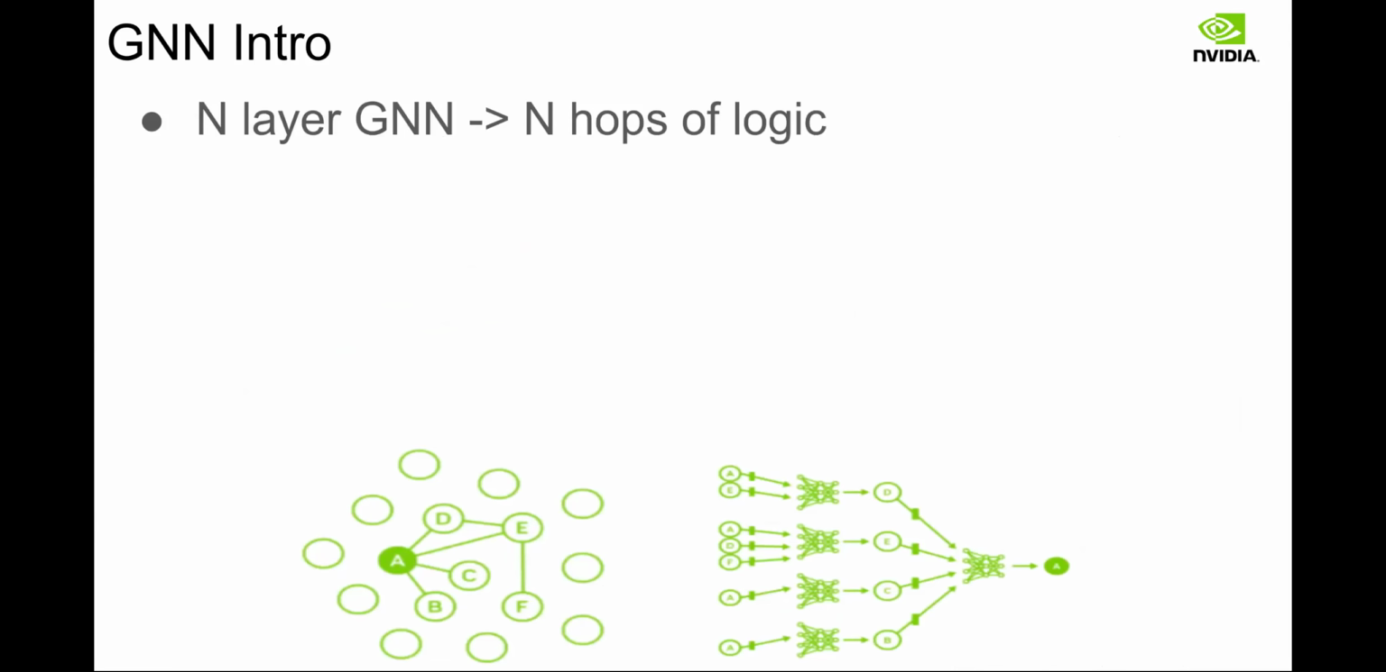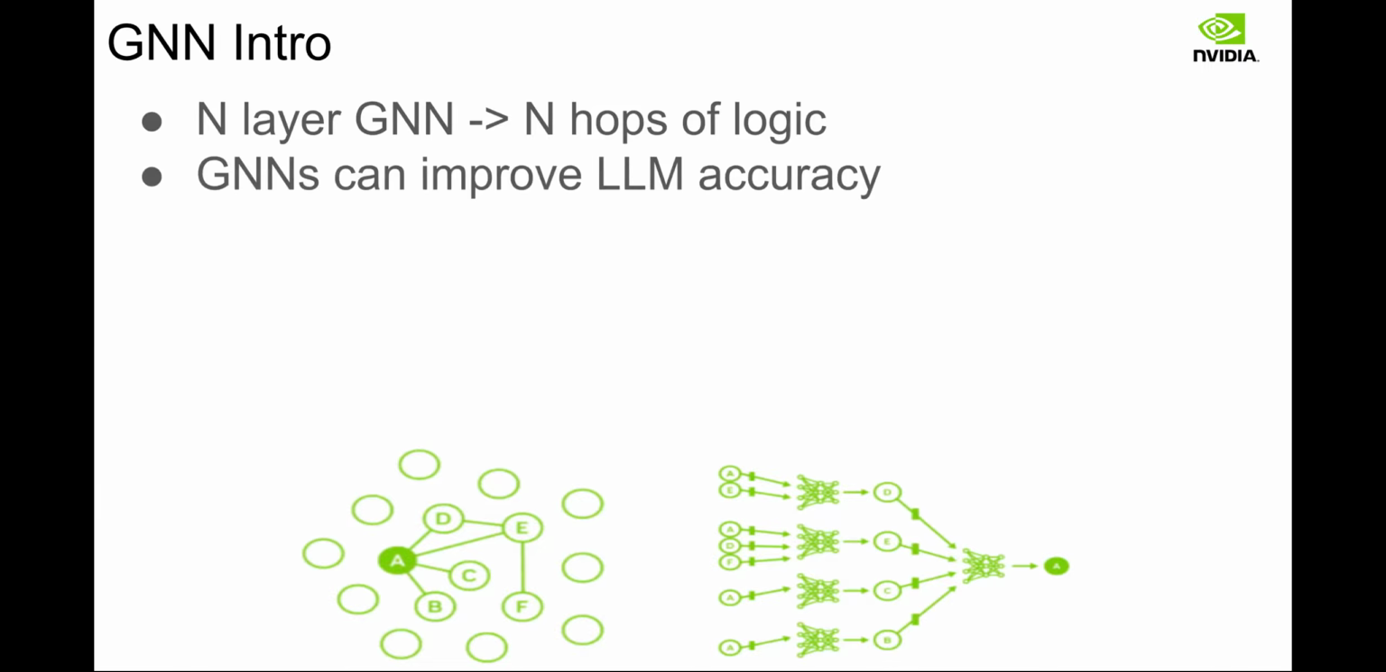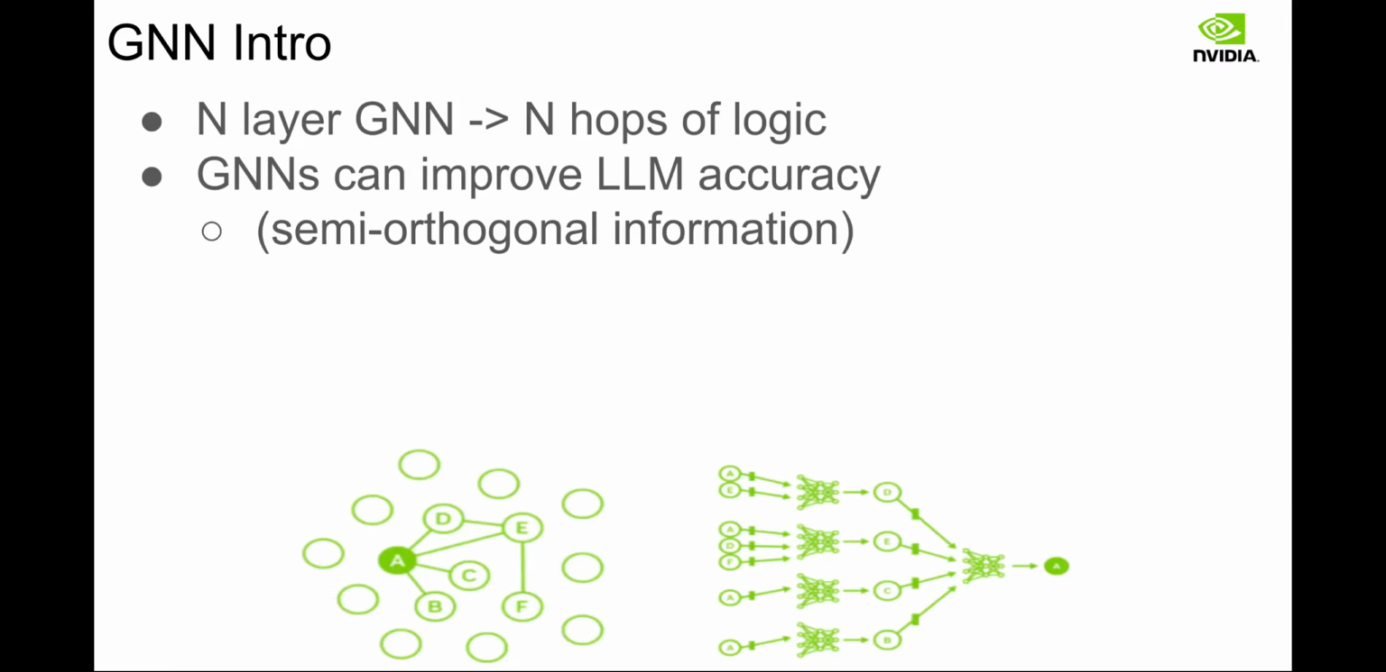In general, an n-layer GNN learns to predict over n hops of information in the graph, which makes them excellent candidates for enabling multi-hop reasoning in AI systems. This is essential since multi-hop reasoning is a key aspect of human intelligence. An example of my two-hop neighborhood is me, my friends, and all of their friends. Our research finds that GNNs can improve LLM accuracy. We believe this to be possible since GNN embeddings on graph data can provide a semi-orthogonal source of information.